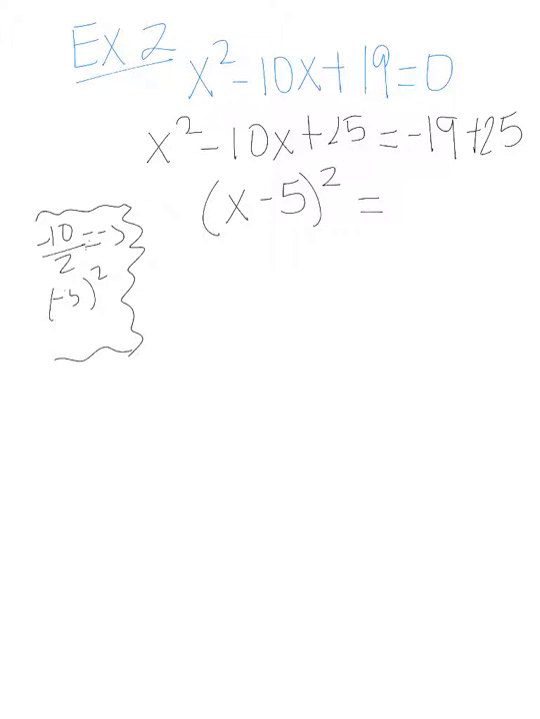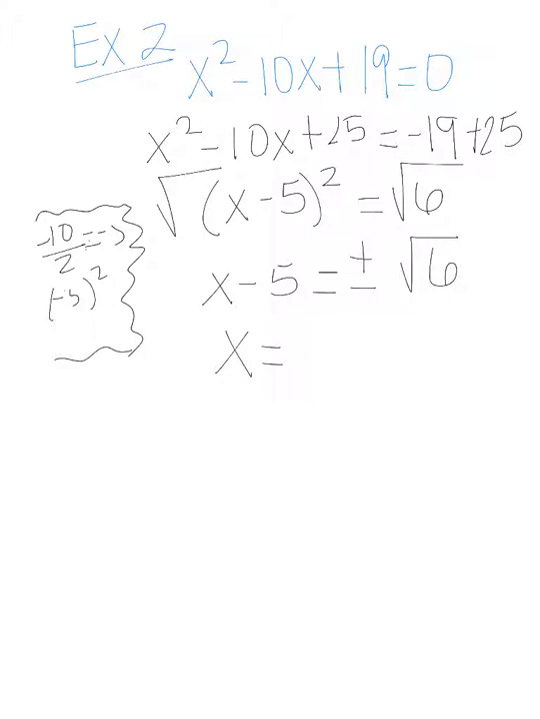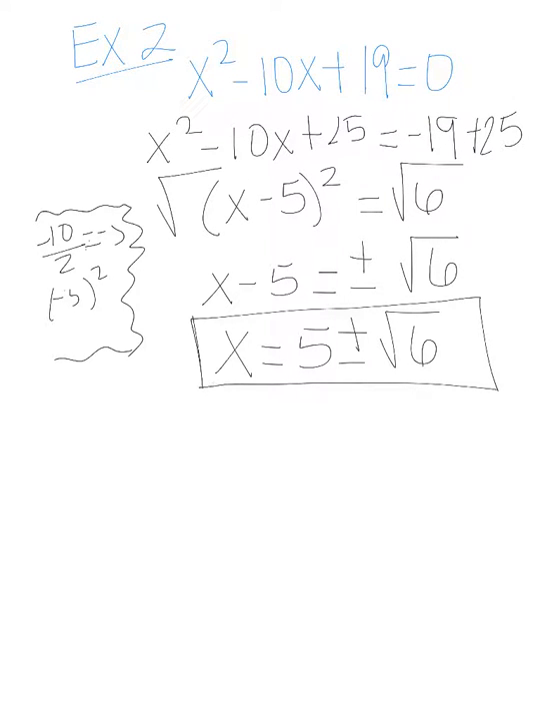equals negative 19 plus 25 is 6. I take the square root. That gives me x minus 5 equals plus or minus the square root of 6. So x is equal to 5 plus or minus the square root of 6. And that is my answer for example 2.